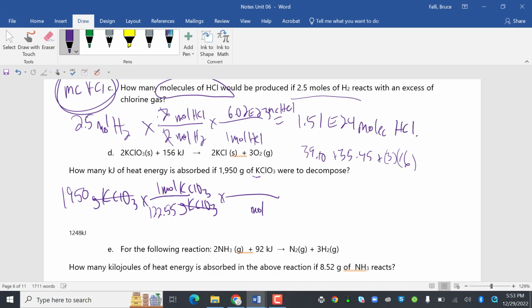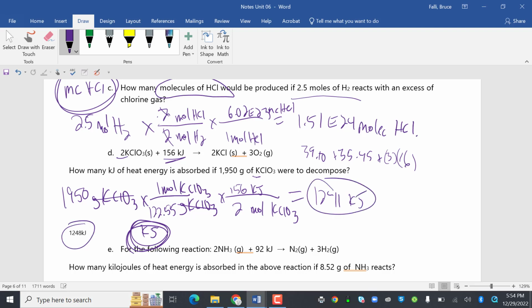So I want out of moles of KClO3, and I want kilojoules. So I can go from moles into kilojoules, and I believe it's 156 kilojoules, and KClO3 has a coefficient of 2. So let's see what we got. 1950 divided by 122.55 times 156 divided by 2 is 1241. Oh man, I got 1241. My little answer key down here says 1248, but you know what? I'll take that. That's good enough.